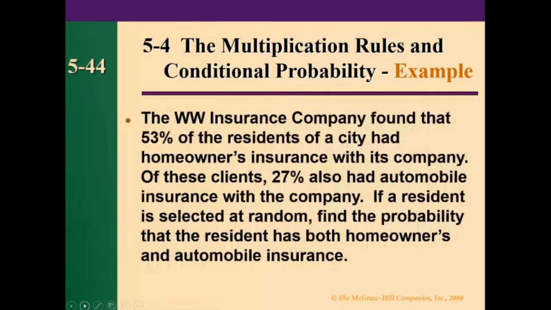The WW Insurance Company found that 53% of the residents of a city had homeowners insurance with its company. Of these clients, 27% also had automobile insurance with the company. If a resident is selected at random, find the probability that the resident has both homeowners and automobile insurance.